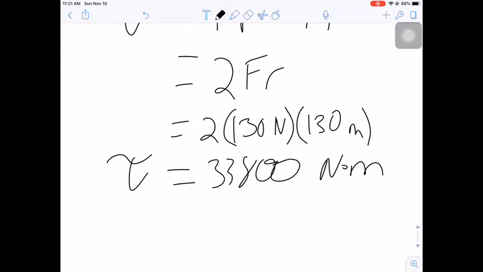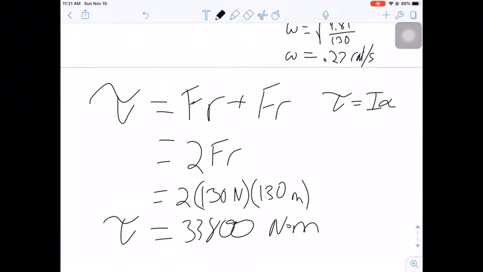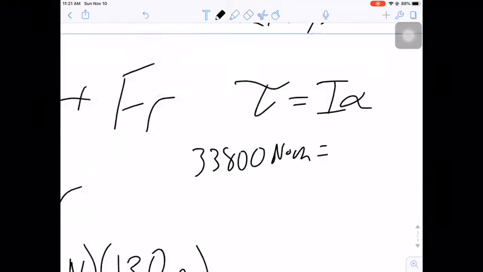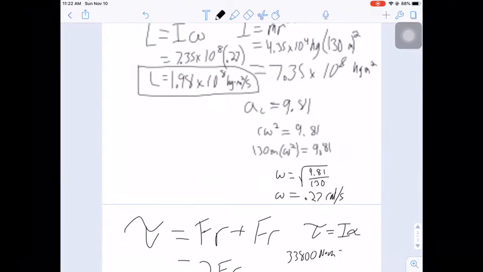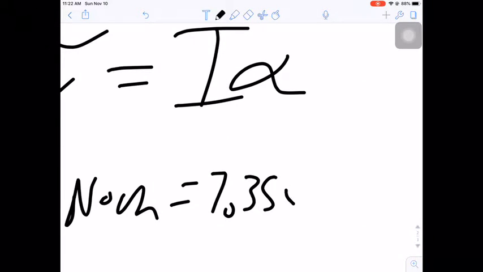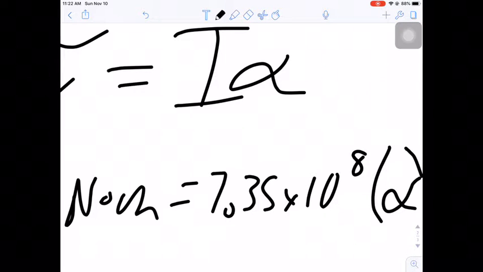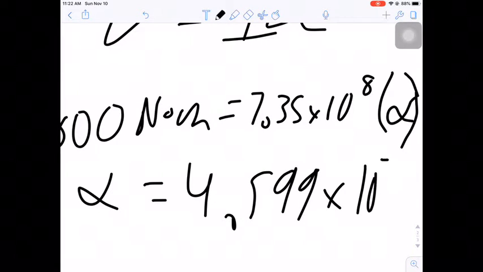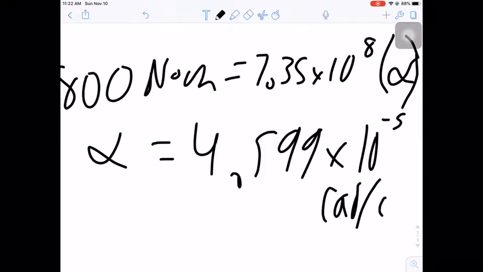So now we can plug this in up here because we know I, and we're going to solve for alpha. 33,800 is equal to I, which was 7.35 times 10 to the 8th, times alpha. Solving this, we get that the angular acceleration is equal to 4.599 times 10 to the negative fifth radians per second squared.